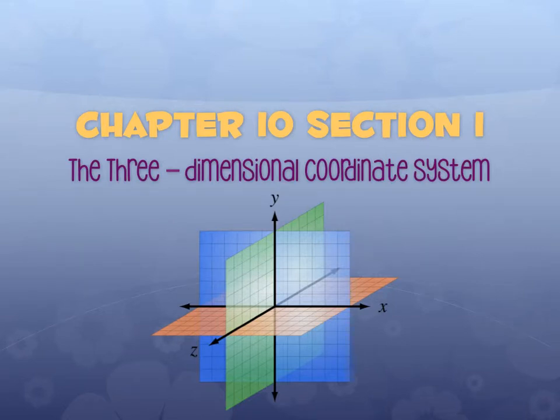Okay, so 10.1 is called the three-dimensional coordinate system. We are going to learn how to plot a 3D point. The hardest part of this is you're plotting it on a 2D surface, right? So it's going to take a lot of visualization in this stuff.